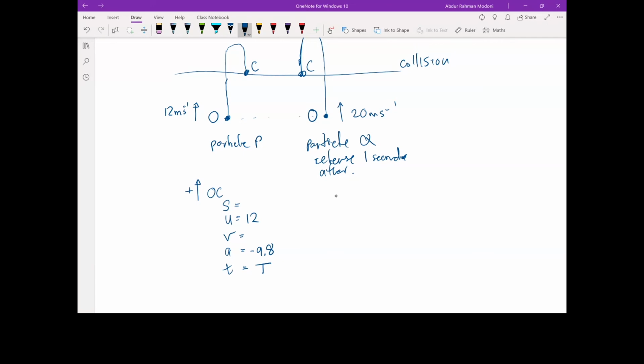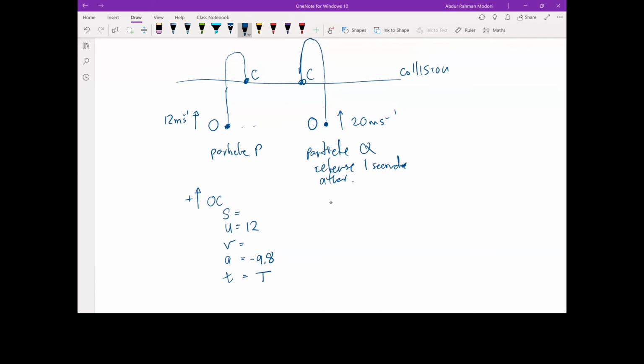Let's go and look at O to C for the second particle. O to C, again up as positive because that's the initial direction of motion. Again, SUVAT. Now let's write down what we know. Initial velocity 20. Displacement, we don't know. But what do we know about the displacement from O to C for particle P and for particle Q? You guys said it at the beginning. We said that the displacement is the same. Are you happy with that? So can we then call them both the same letter? I'll call them both S.